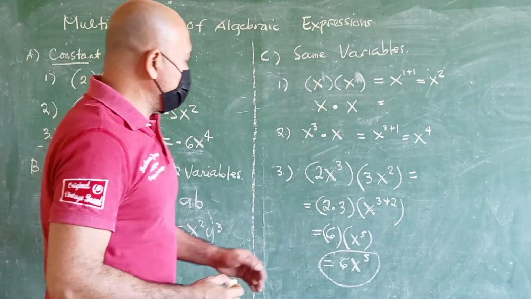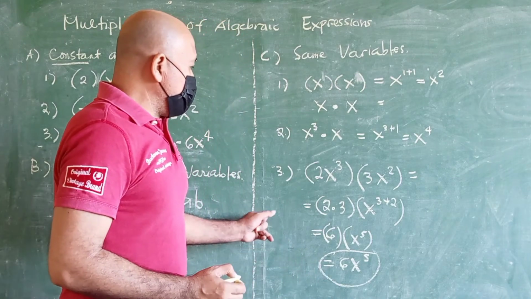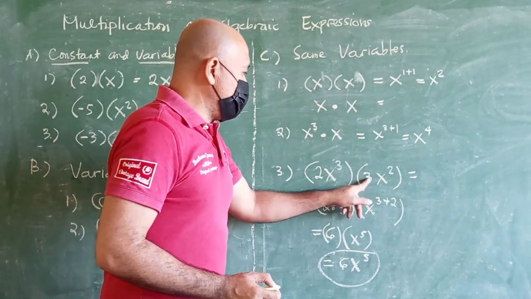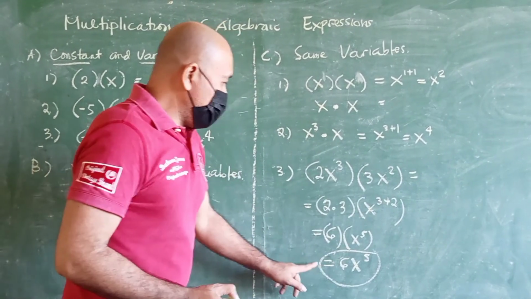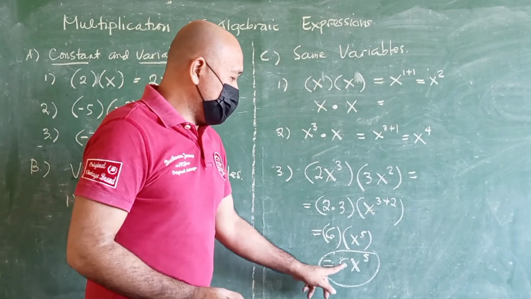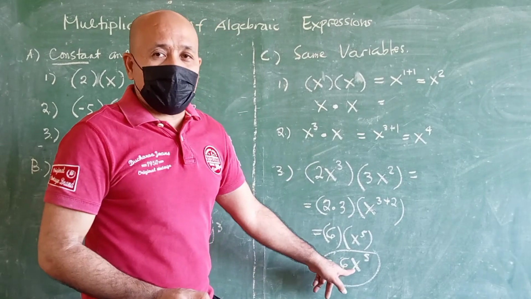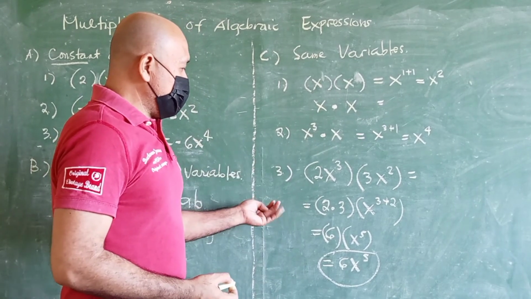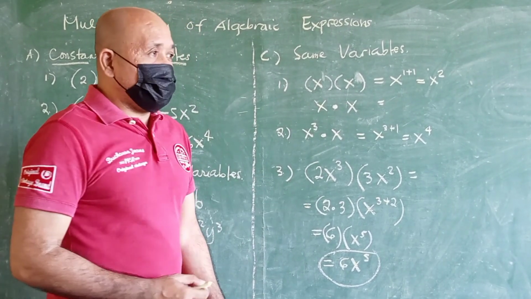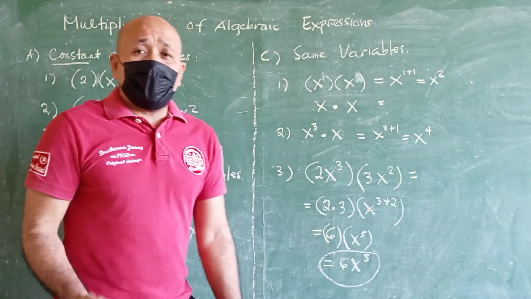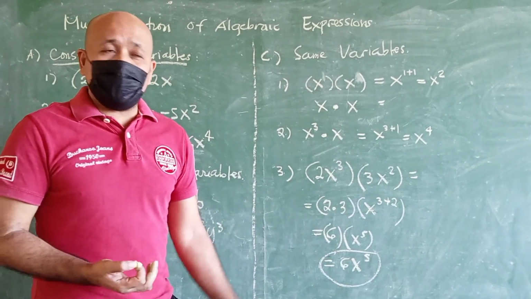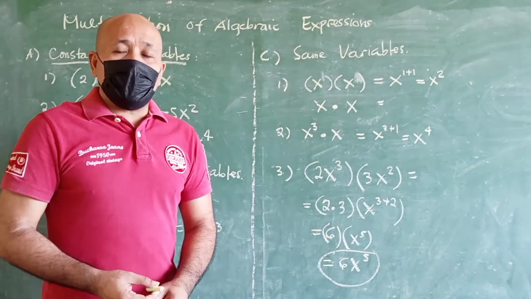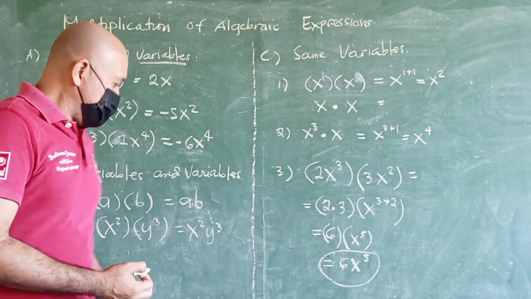So therefore, class, when we multiply the quantity of 2x cubed times the quantity of 3x squared, the product, the final answer is 6x raised to the power of 5. So, if you are confused regarding this third example or any of these basic examples, you may ask questions, and if this video will be uploaded in the channel, you may comment your questions or you can ask me directly.